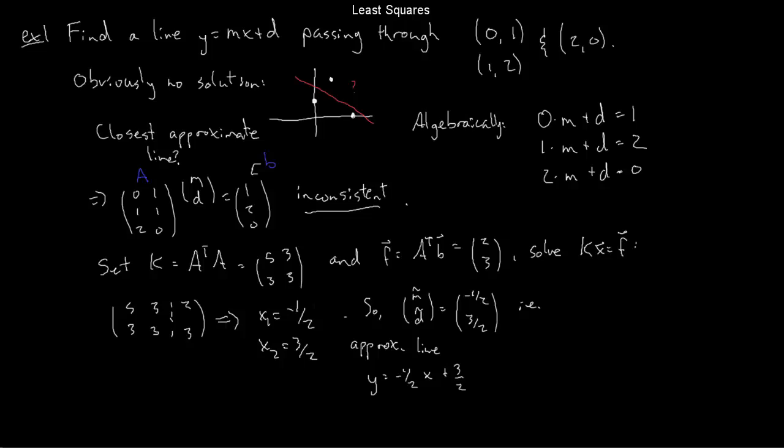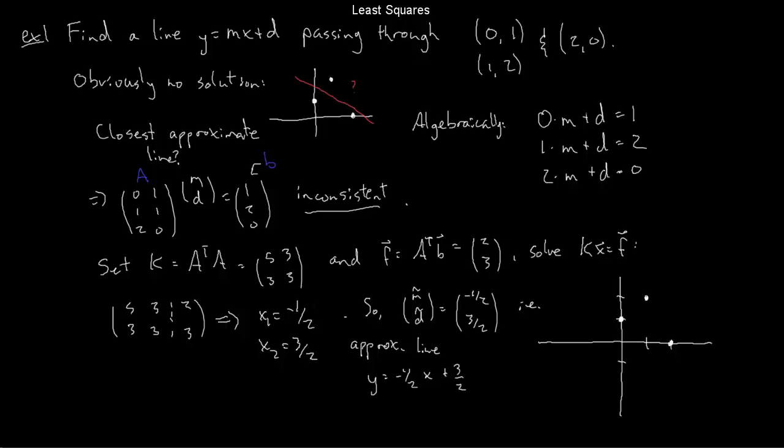So your closest line is minus a half x plus 3 halves, and let me draw that. This is what Microsoft Excel is doing when it does linear regression, when it does a line of best fit into the scatter plot of data. This is what it is doing. It is multiplying matrices out and doing this exact procedure as efficiently as it can.